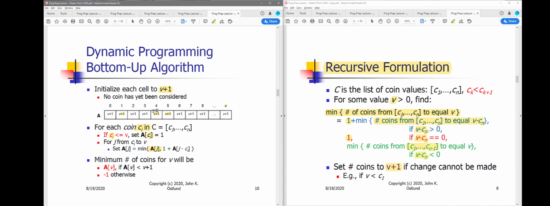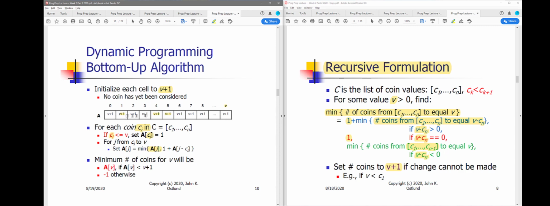Okay, so if we only need one coin to make change for 4, then we're going to need the minimum of either what's already here or one coin plus whatever the minimum number of coins is we need to make change for 1 cent. All right, and we just keep crunching our way through that loop.